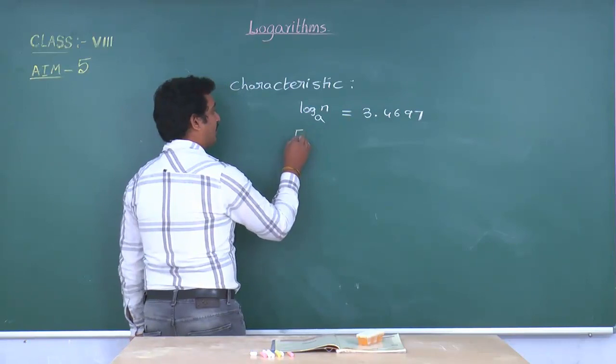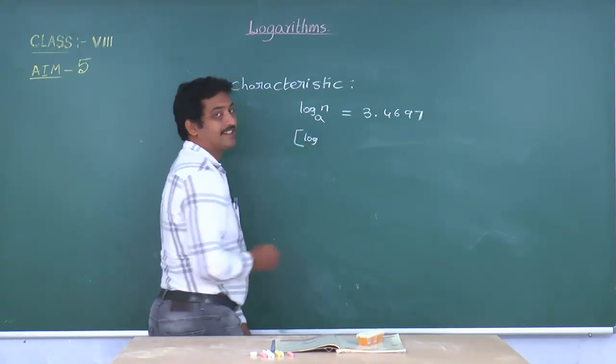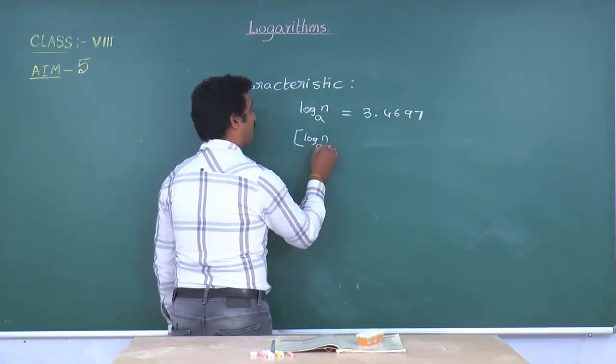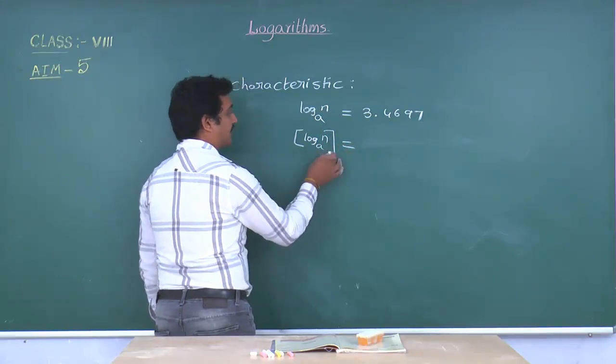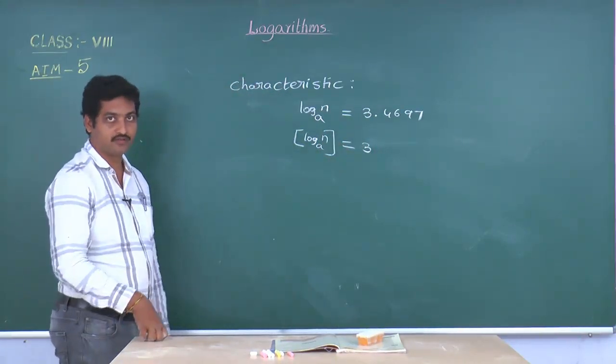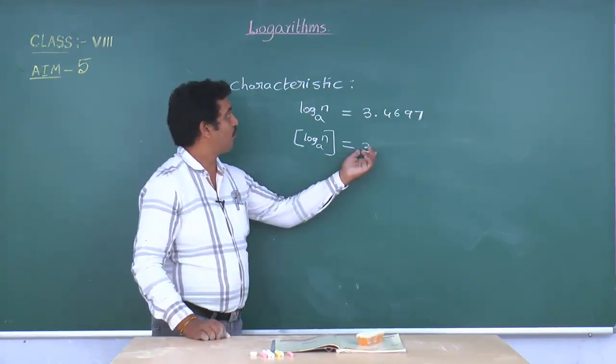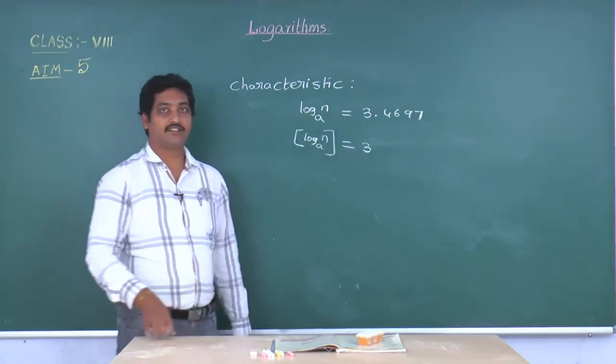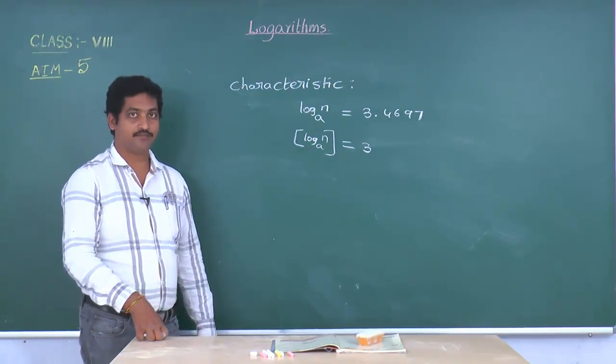It can be denoted using the greatest integer function. The greatest integer of log n to the base a is equal to 3. That integral part is known as the characteristic of the logarithm.